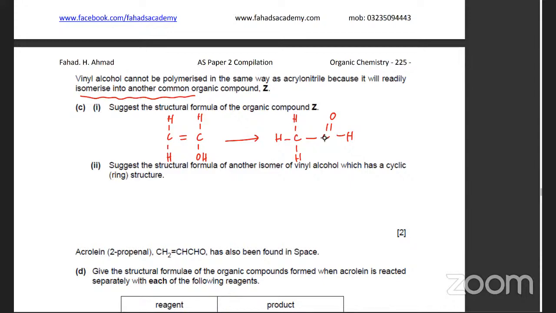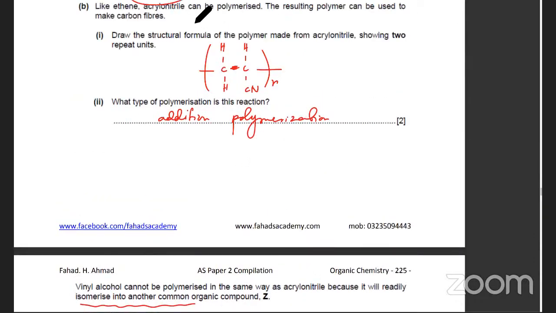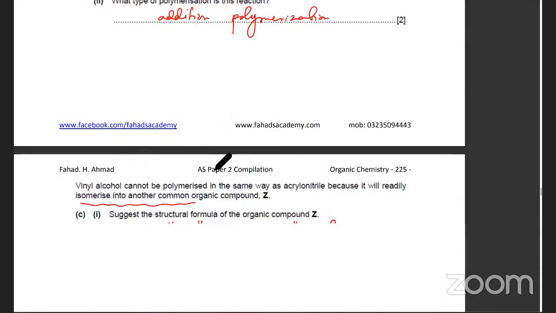Okay, on that, then draw 2 repeat units. The previous one, okay, I kind of missed that part. Okay, it did show 2 repeat units. So make sure you just draw another one right next to it.